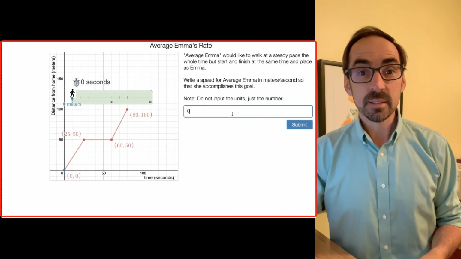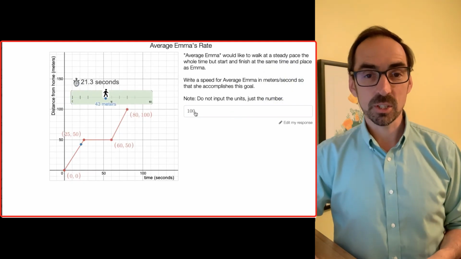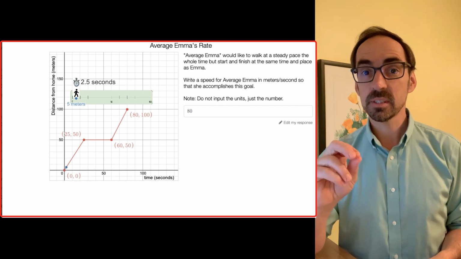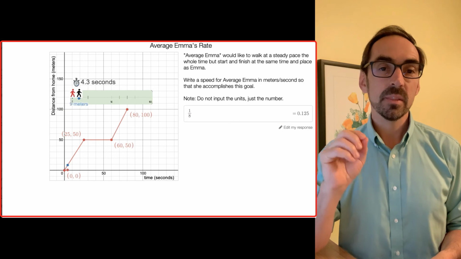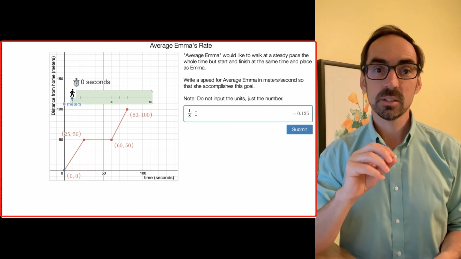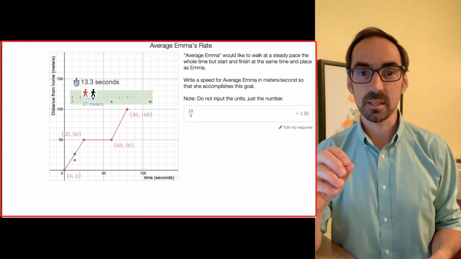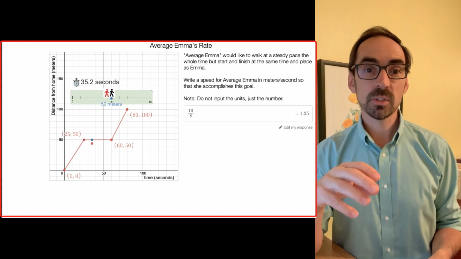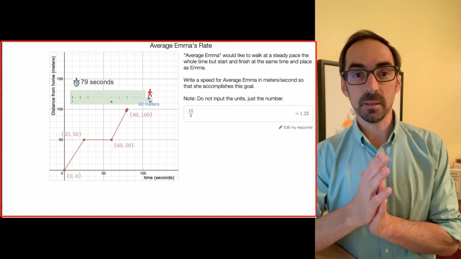Slide 5 presents the very first challenge. On this slide, the students are given the animation again. The points are reset and now they're static, they can't move. And the students are asked to calculate the speed of average Emma that will make average Emma start at the same place and same time as Emma, and finish at the same place and same time as Emma. So the students will input a number that will represent the speed of average Emma.